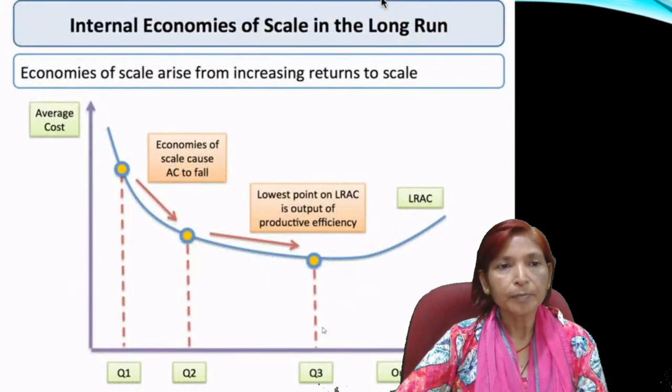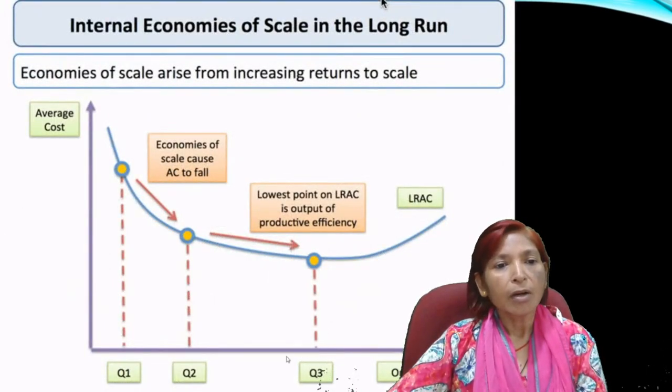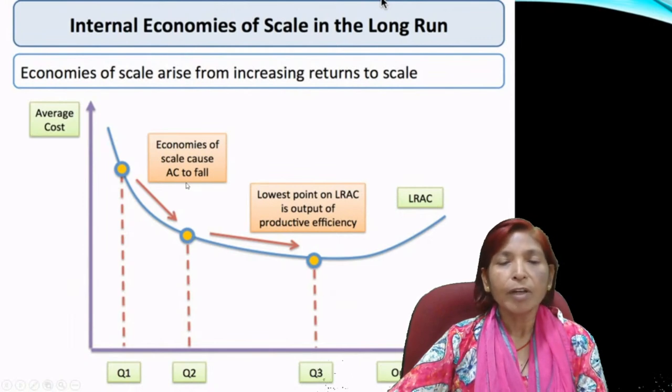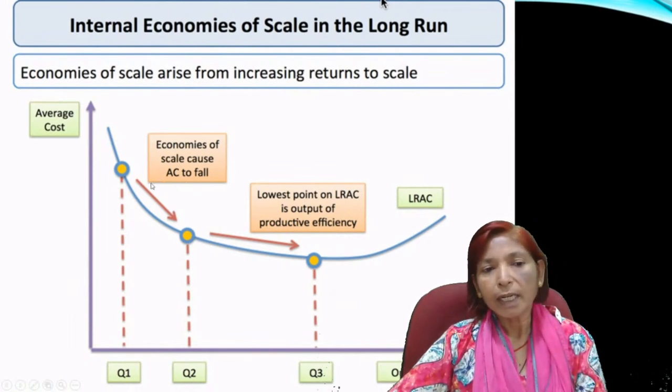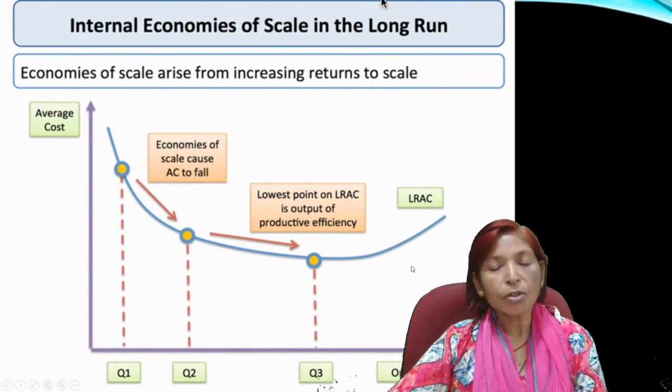Now next is internal economies of scale in the long run. Economies of scale cause AC to fall. When economies of scale or benefits of scale occur, then cost will decline. And this is the long run average cost curve.